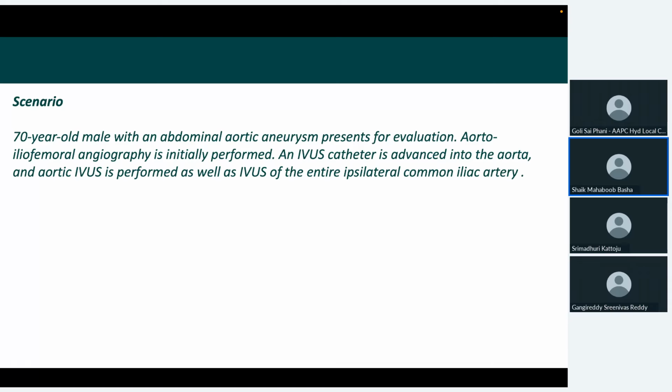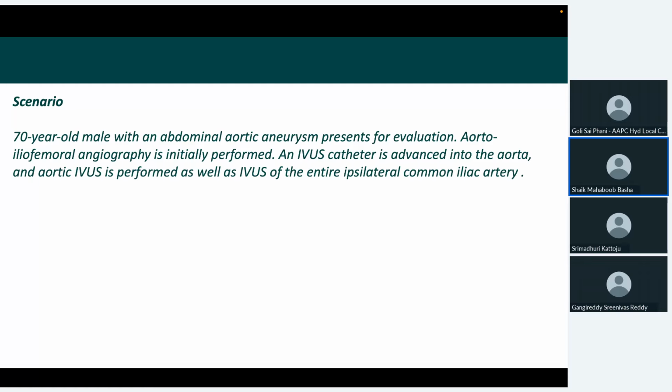A 70-year-old male with an abdominal aortic aneurysm, AAA, presents for evaluation. Aortoiliofemoral angiography is done. The combined angiography from aorta to iliofemoral level is done initially, and an IVUS catheter is advanced to the aorta. Aortic IVUS is performed, as well as IVUS of the entire ipsilateral common iliac artery. On the same side, for the common iliac artery also, they have performed IVUS.